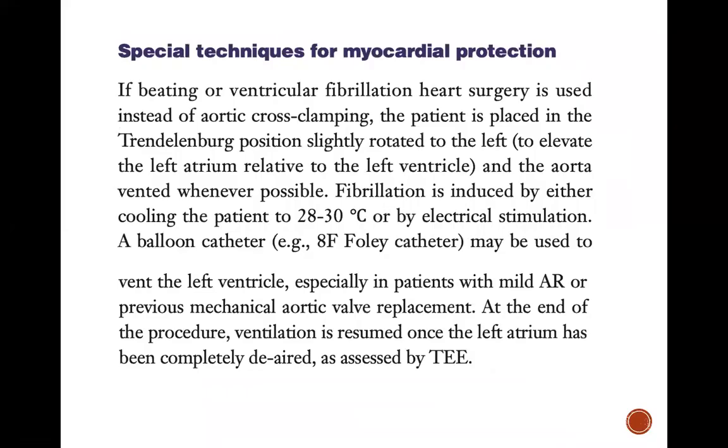One of the special techniques if you are faced with a patient in whom you cannot cross-clamp the aorta: you can do it beating or fibrillating. Both can be done, by the way: beating heart on pump, then you do your mitral valve, or under fibrillation as well.